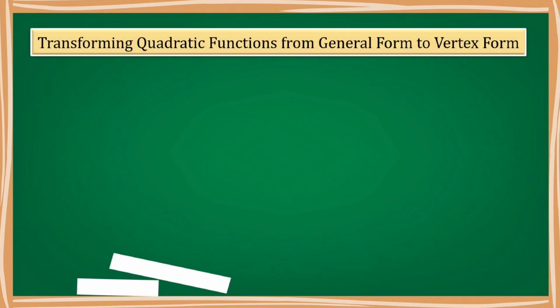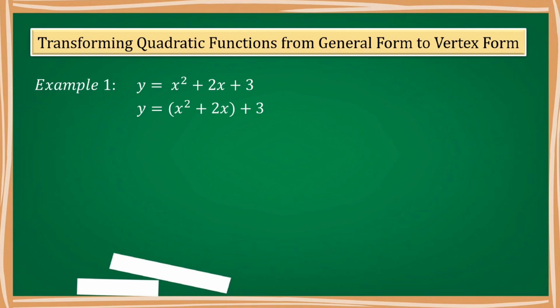Now, let us transform quadratic functions from general form to vertex form. For example number 1, we have y is equal to x squared plus 2x plus 3. So, ang una natin gagawin is igugrupo natin yung terms na may variable. Ibig sabihin, yung x squared at yung 2x, ilalagay natin siya sa loob ng parentheses. We have y is equal to the quantity of x squared plus 2x plus 3.